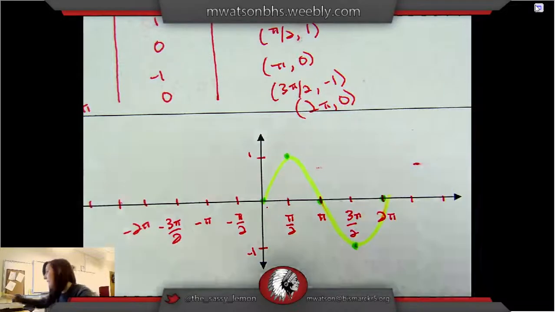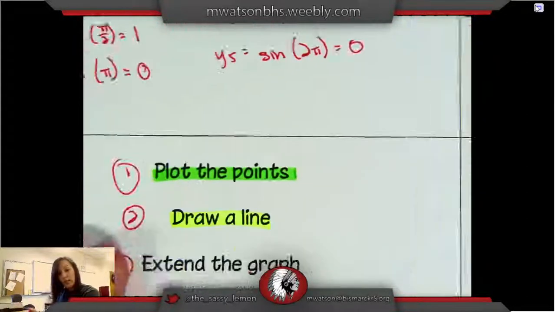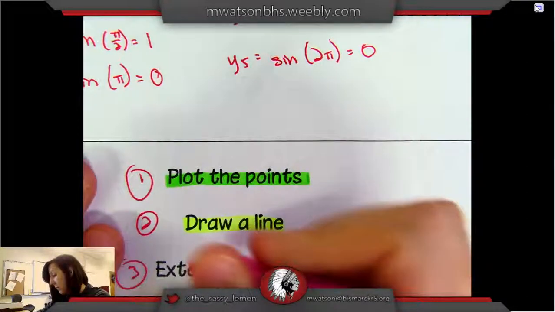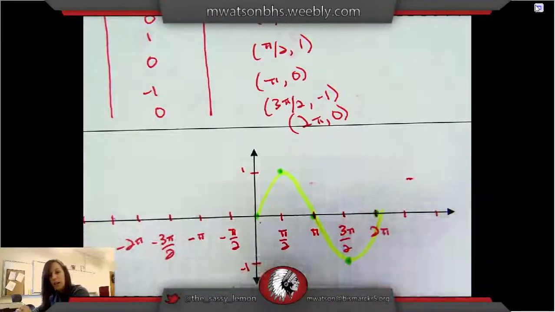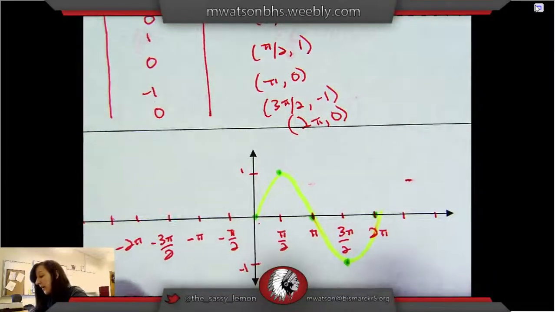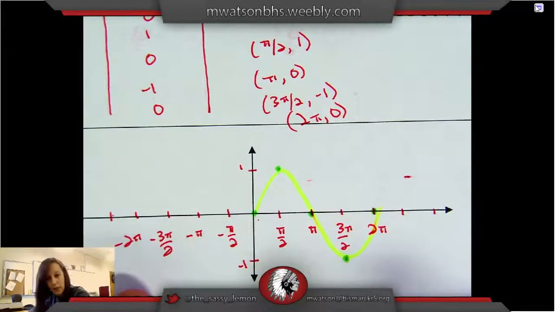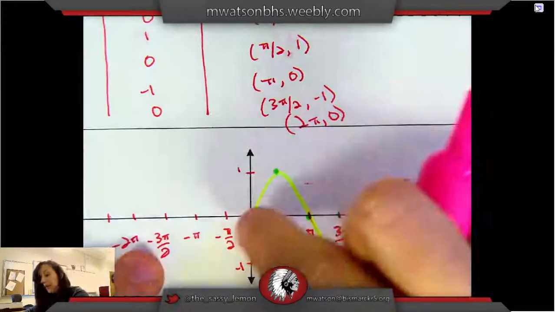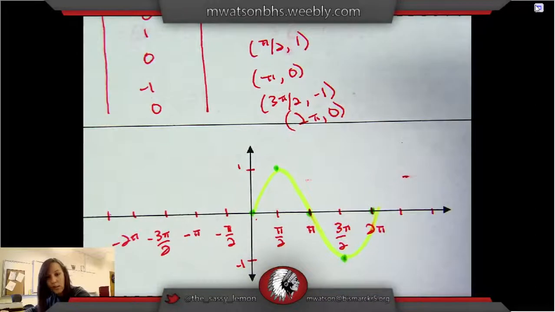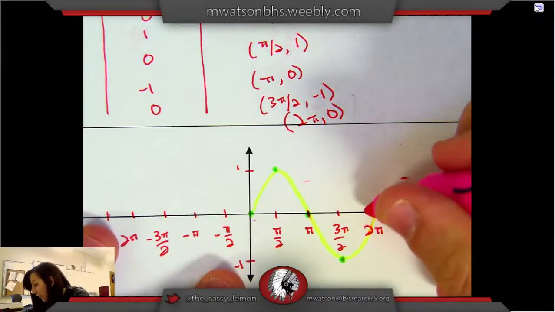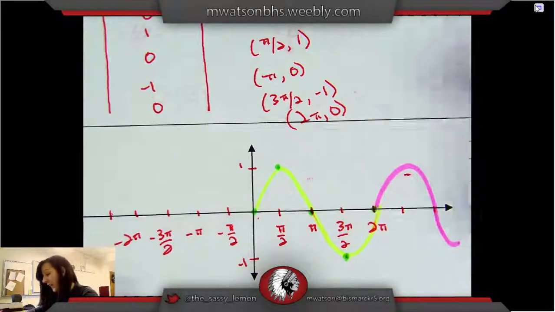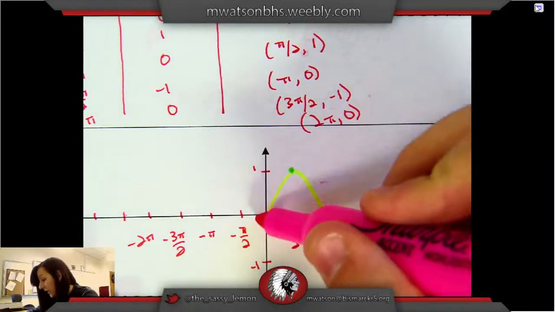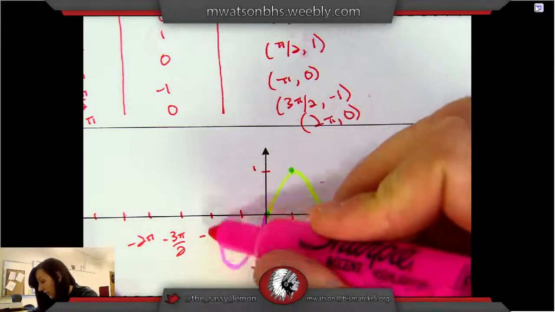And then the last step says to extend the graph. I'm going to do that in pink. So these are our actual values that we found. However, we know because of the periodic property of sine and cosine that this is actually just going to repeat itself over and over and over. So we can extend the graph here and know that it's going to repeat with a similar wave. And then also back here, we can repeat it going backwards.